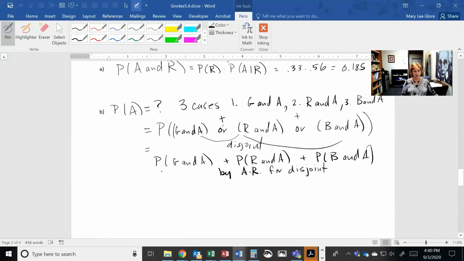Now if I want to get this, I use the probability of G and A. I need the multiplication rule for that. So this is always going to be equal to the probability of G times the probability of A given G, plus the same thing here: the probability of my restaurant, R, times the probability of Alfredo given Red Lobster, plus the probability that we go to Applebee's times the probability he orders Alfredo at Applebee's.